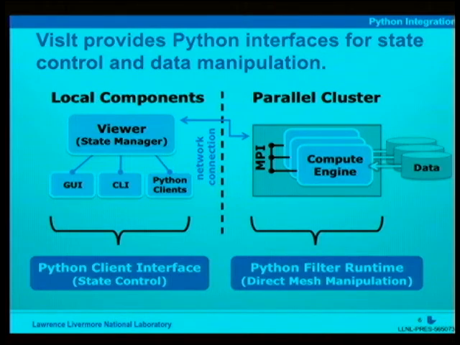The other use case is basically low-level processing. We have a Python Filter Runtime, and this is not as mature as the interface. It's actually only a few years old. That allows you to do some direct mesh manipulation on the parallel cluster, and get your results back.